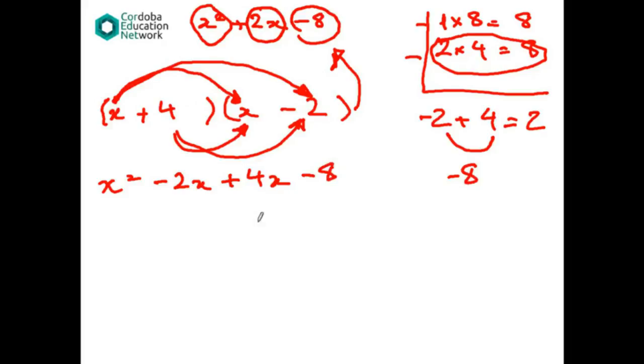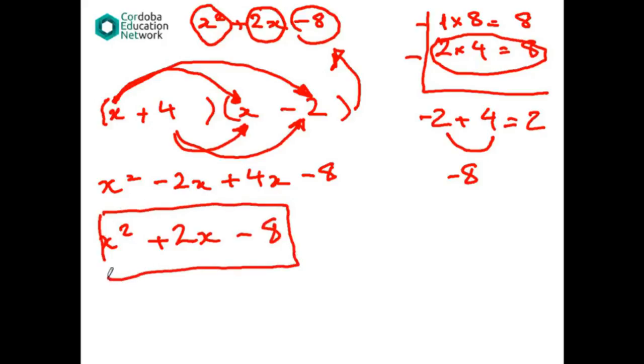Now we can't really leave it like this because it's not in its simplest form, so let's tidy this up a bit. The x squared stays the same, there's nothing to change to that, but the minus 2x and plus 4x, we have to add them up together. If we add minus 2x and plus 4x, we'll get plus 2x. And the minus 8, I should say, stays the same. And that is what we started with. So that shows us that our answer and how we factorised it should be correct.